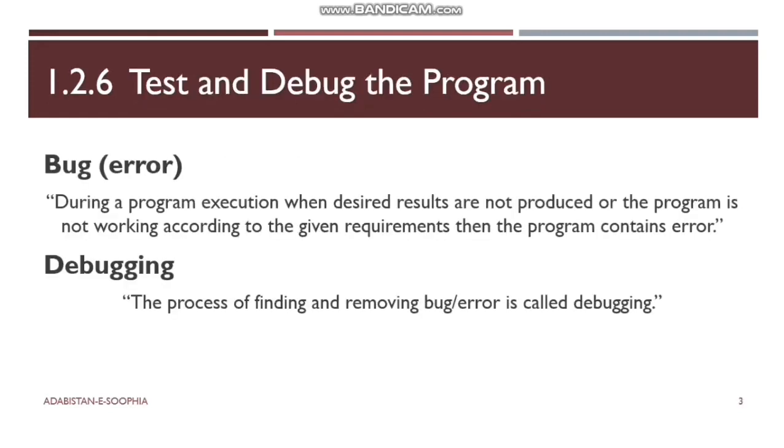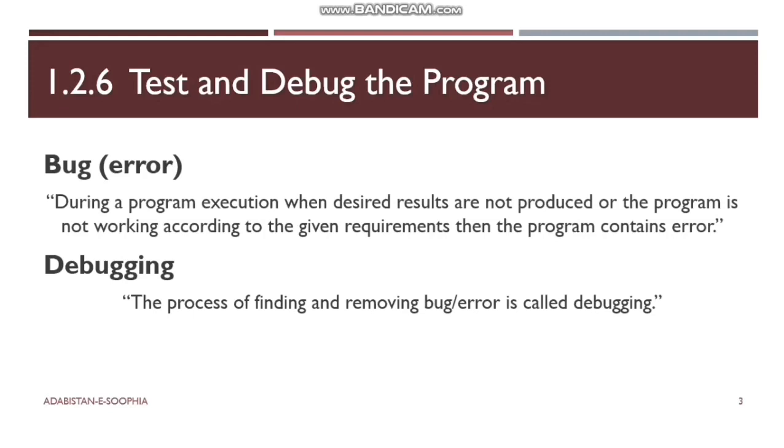Next step, test and debug the program. What is a bug? What is an error? During program execution, when desired results are not produced or the program is not working according to the given requirements, then the program contains an error. If your program is getting the input, is doing the processing, but not giving you the desired result, or not processing properly, or giving you an error at compile time, at the writing time, then the program contains an error, the bug, the mistake, right?